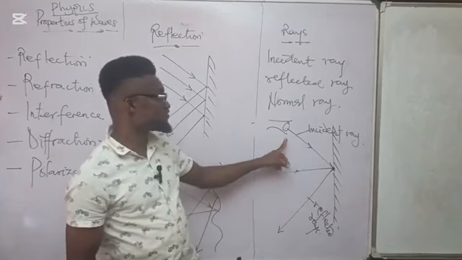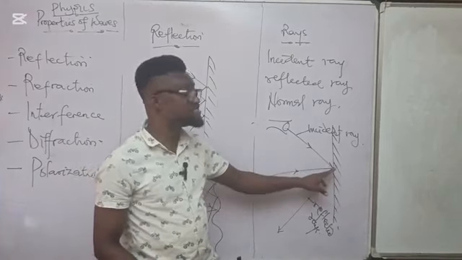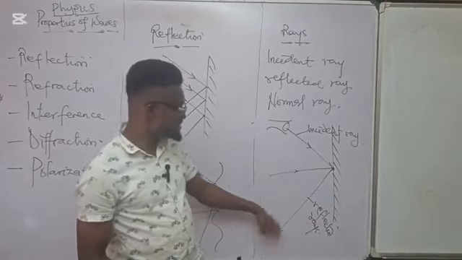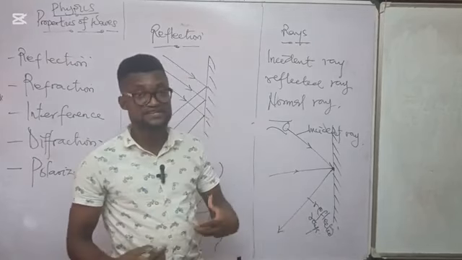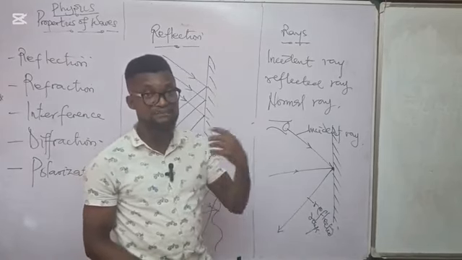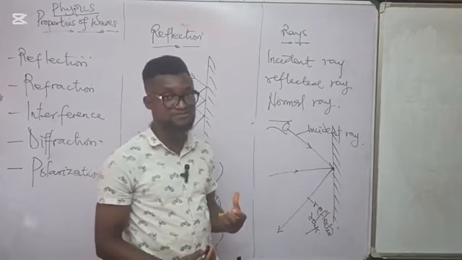It is a result of the incident ray hitting the surface. So it is the ray that is produced as a result of reflection. Hence we term it the reflected ray. So it's the ray that bounces off from the surface.